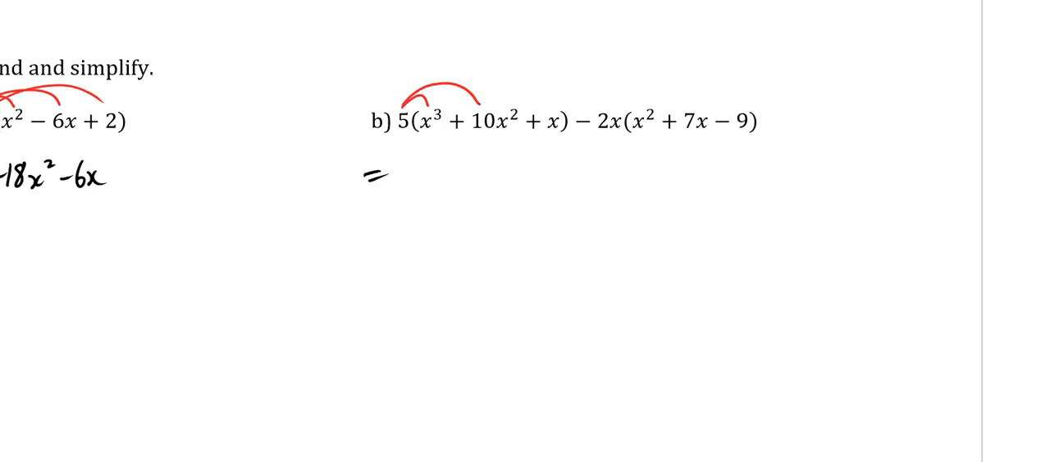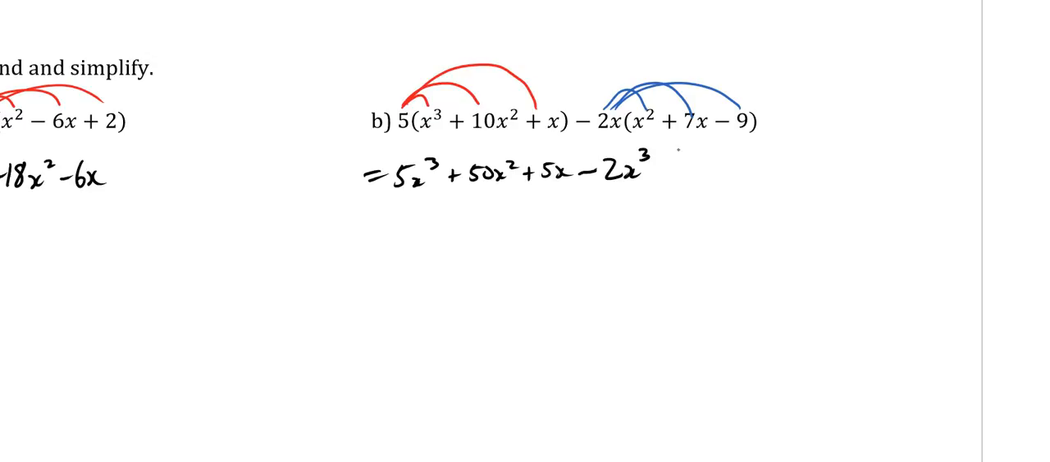I'm going to multiply the 5 through, and then separately multiply the negative 2x through. I don't continue multiplying the 5. I stop when I get to this bracket. It means 5 times this bracket, so when I get to that bracket, I stop. So that's 5x cubed plus 50x squared plus 5x. Done, that first part. Negative 2x times x cubed is minus 2x, times x squared is 2x cubed, minus 14x squared plus 18x. Now I collect like terms.